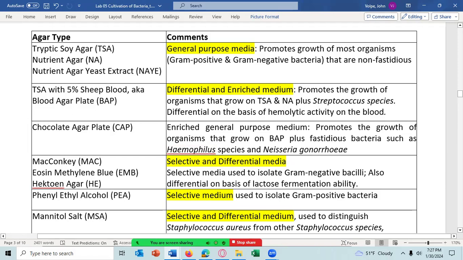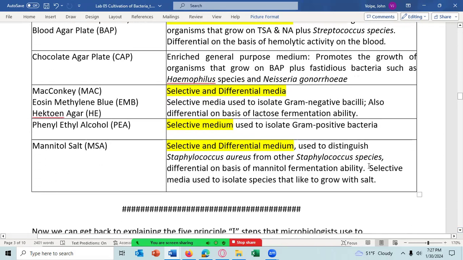You don't need to know about chocolate agar and why it's called that. I'm just informing you. It's kind of interesting.